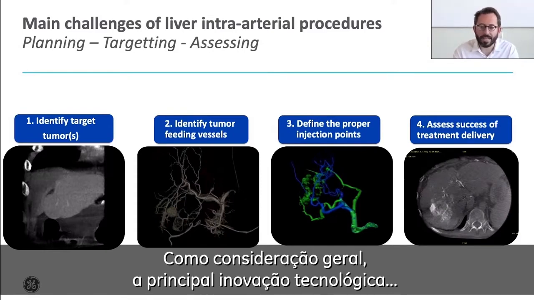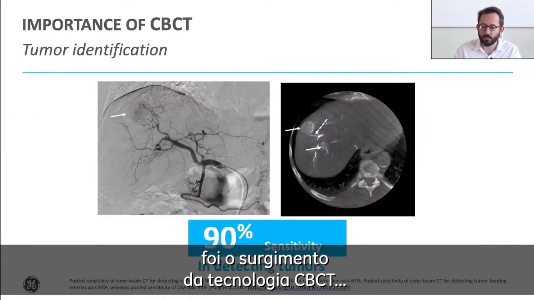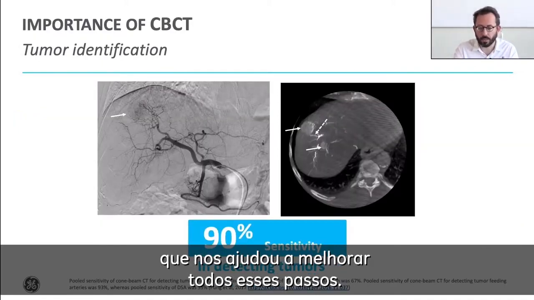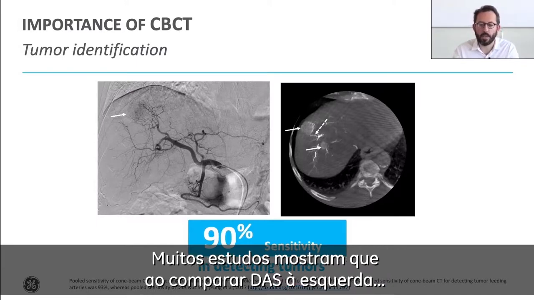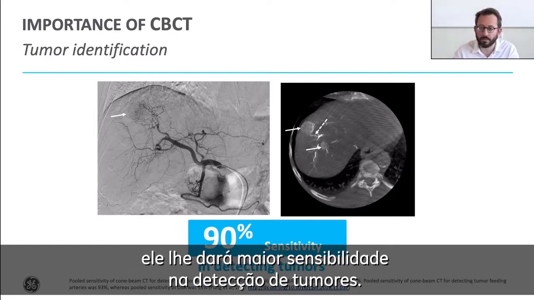And as a general consideration, one of the main technological improvements and innovations that we have seen over the past, say, 15 years is the introduction of cone beam CT technology. And it has helped us improve for all these steps. Now, a lot of papers, several studies showed that when you compare DSA on the left and contrast enhanced cone beam CT, you will get a significantly higher sensitivity in detecting tumor.